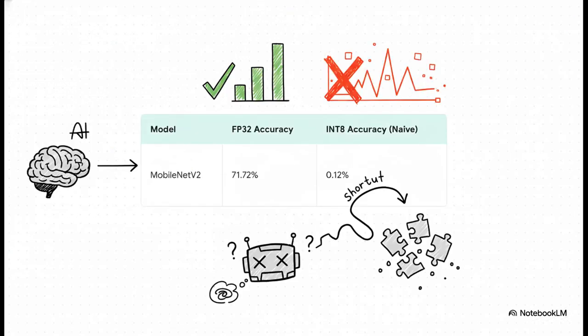So just how bad can it get? Okay, check out this data for a popular AI model called MobileNet V2. In its original form, it's almost 72% accurate. Pretty good. But after a simple, naive quantization, its accuracy plummets to 0.12%. It's become completely useless. It's no better than just guessing at random. The shortcut totally broke the AI.